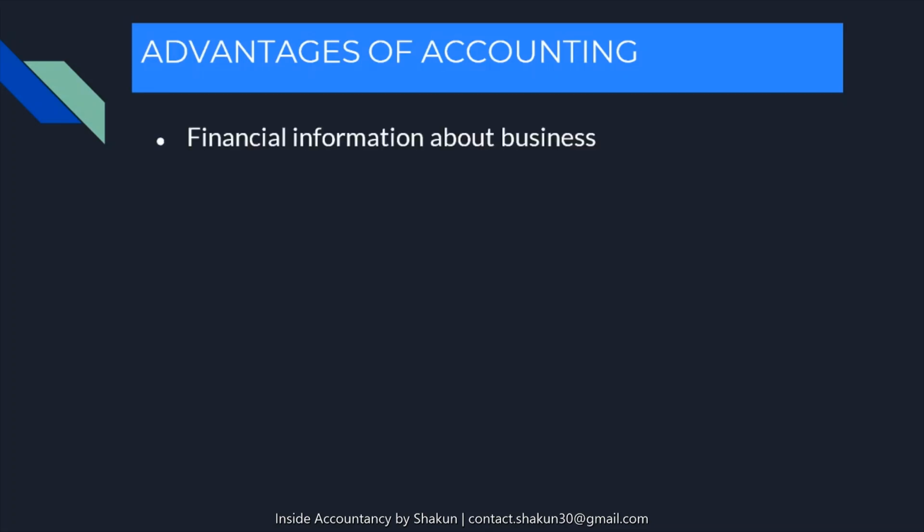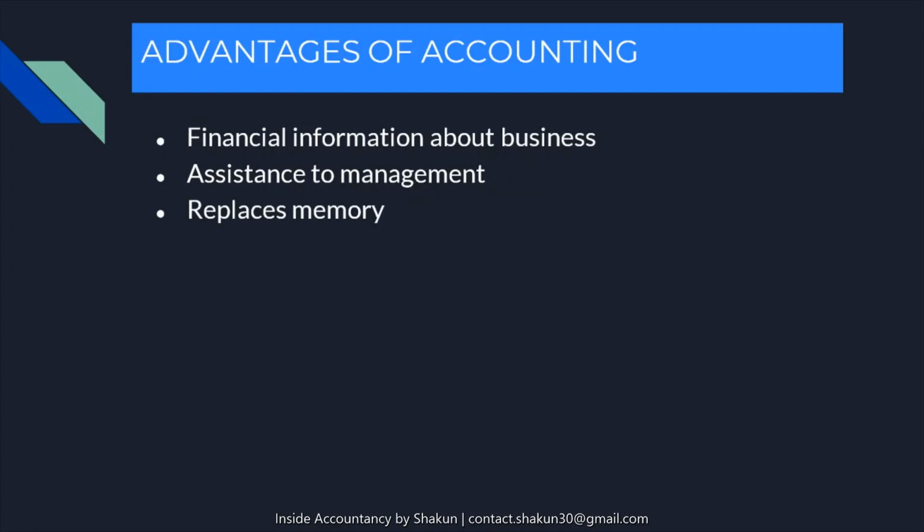Now, the first advantage is financial information about business. Obviously, the financial information about business is represented through the systematic records that are maintained in the books of accounts. So, if the business wants to know about the profit or loss, that can be found out by accounting. Assistance to management, as I already told you, it helps the management in making various decisions and taking care of various expenses. Replaces memory. This is different.